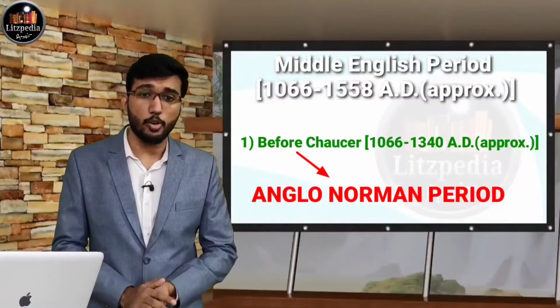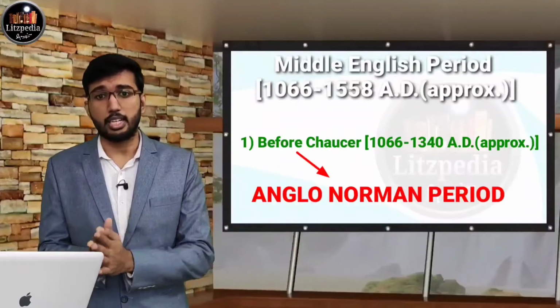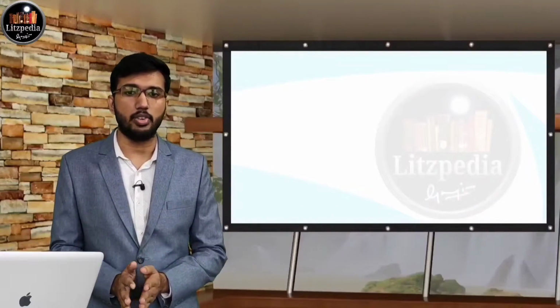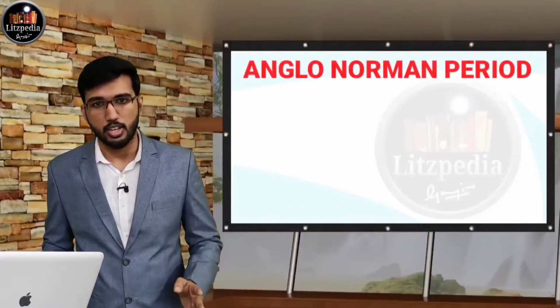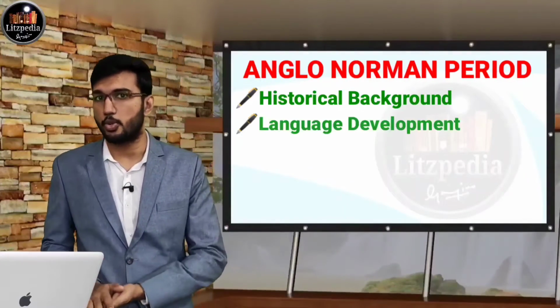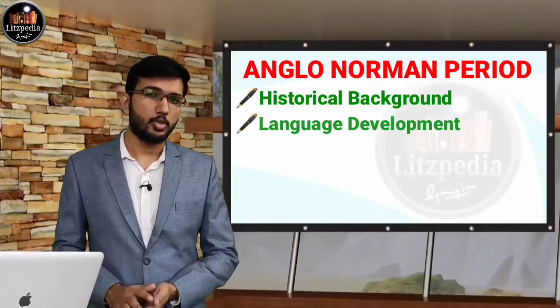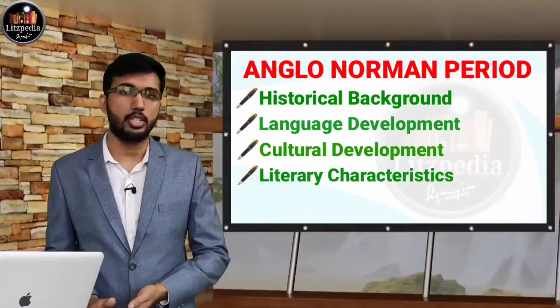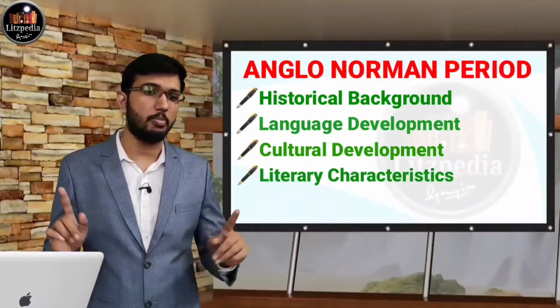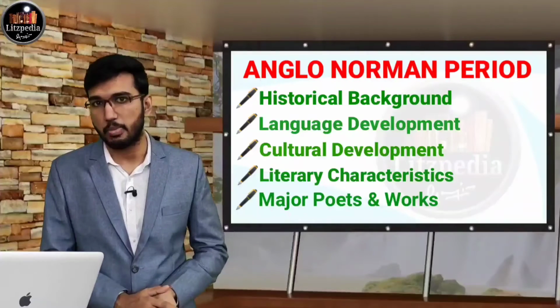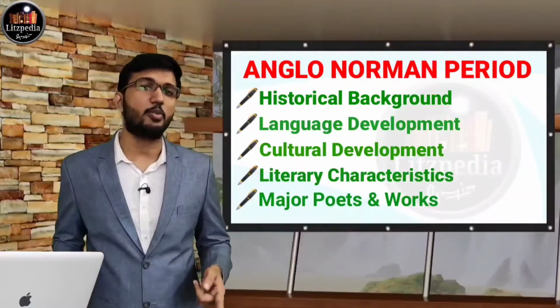So now I guess all of you are aware of the exact position of this period. Now I need to note that this video is divided into four sections. First we will discuss the historical background and language development during the Anglo-Norman period. Then we will discuss the cultural development and literary characteristics during this before-Chaucer time period, and then we will come across the poets, and then we will discuss the major works during the Anglo-Norman period.